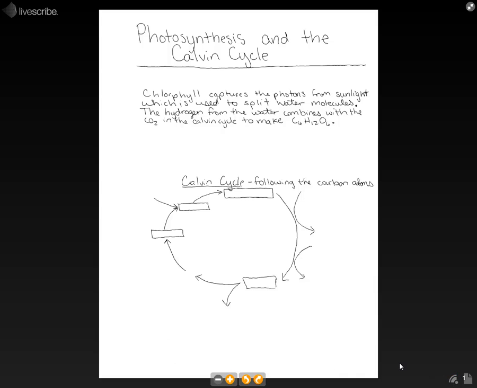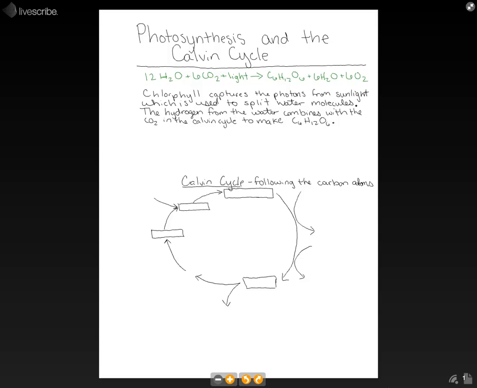Now we're going to talk about photosynthesis and the Calvin cycle. So the total reaction we know for photosynthesis is 12H2O plus 6CO2 plus light yields C6H12O6 plus 6H2O plus 6O2.